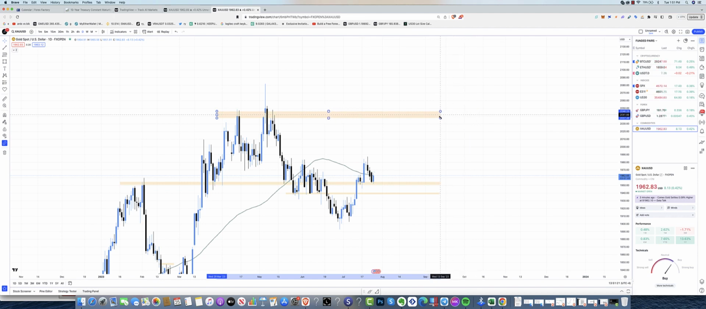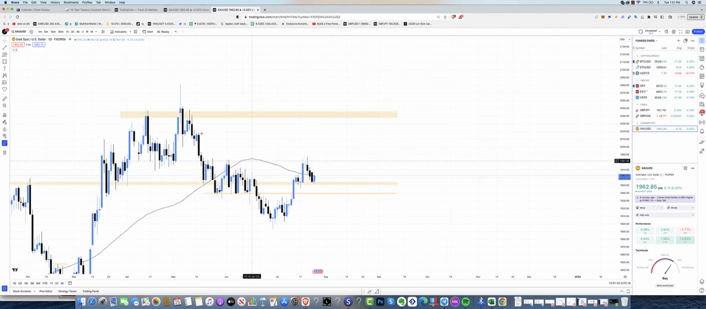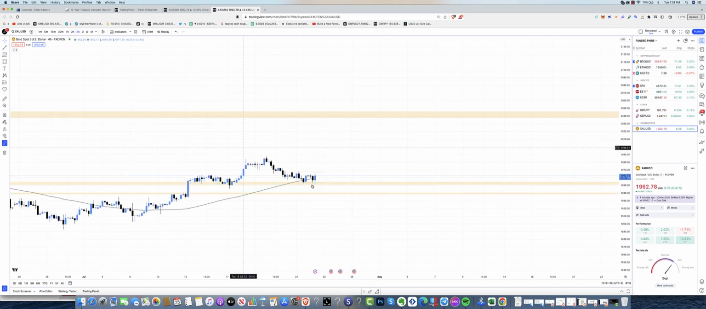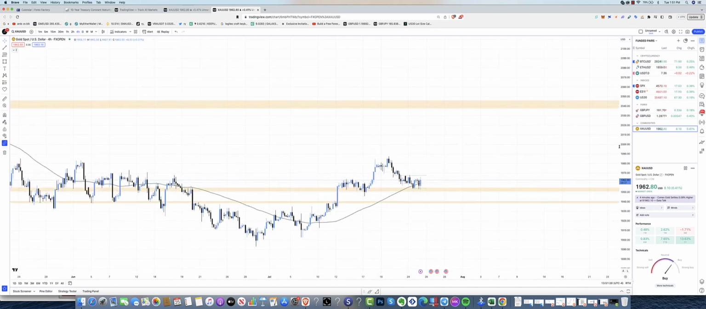So yeah, this is the daily time frame. Let's look at the 4 hour. Yeah, even now gold's looking good.